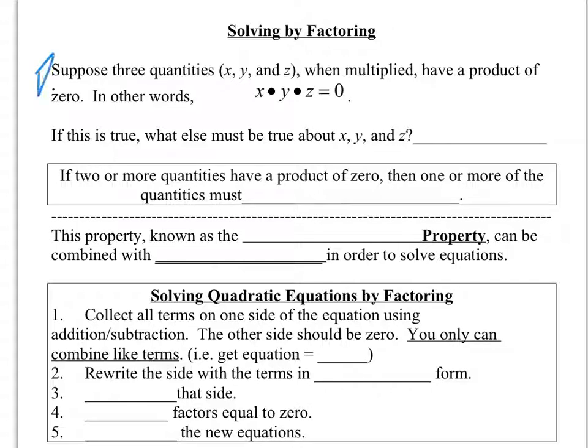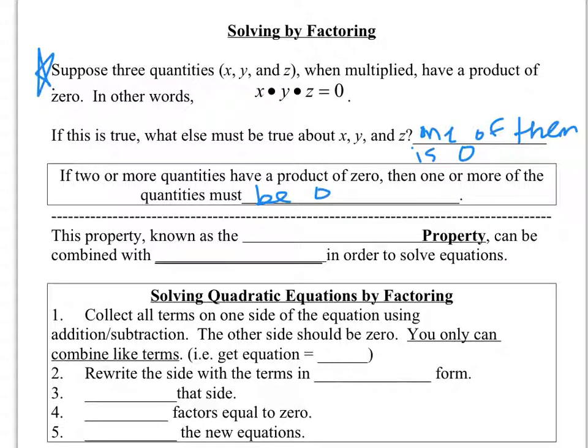So looking at the top of the page, suppose three quantities x, y, and z when multiplied have a product of 0. What does it mean when you have things multiplied to 0? One must be 0. One of them is 0. So in short, if two or more things are multiplied and have a product of 0, then one or more of the quantities must be 0.